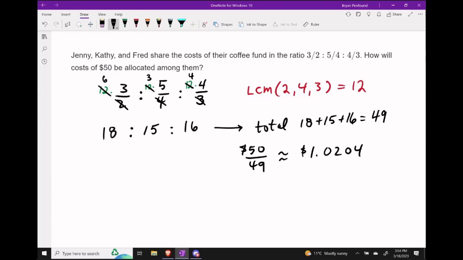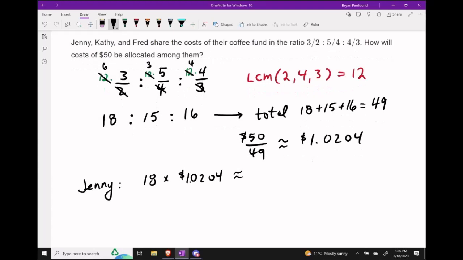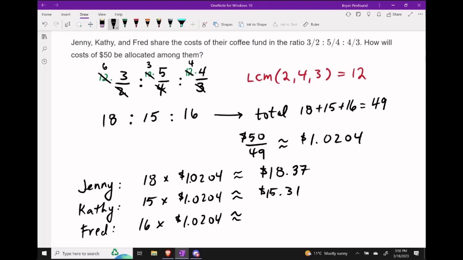When we take our $50 and we divide it into 49 pieces, we get around $1.02. I am going to take a couple extra of those decimal numbers here, just in case we need to do some rounding. Jenny's responsible for 18 of these equal-sized portions of $1.02. So when we multiply 1.0204 by 18, we get about $18.37. Kathy's responsible for 15 of these shares of $1.02. Multiplying that out, we get about $15.31.